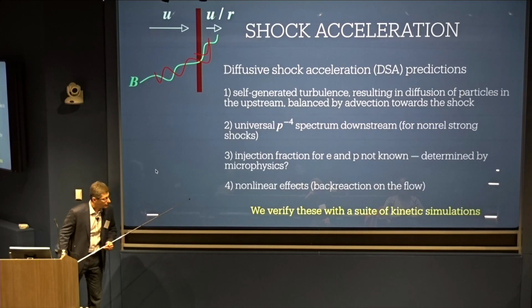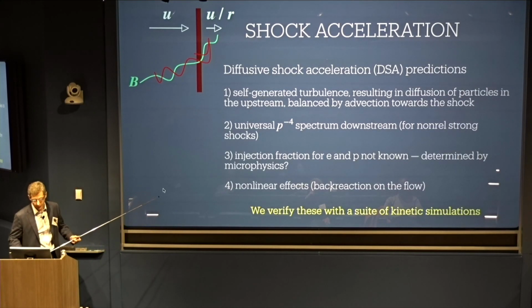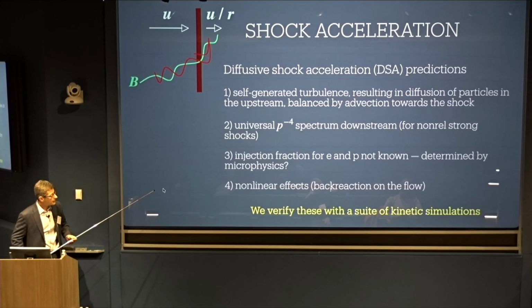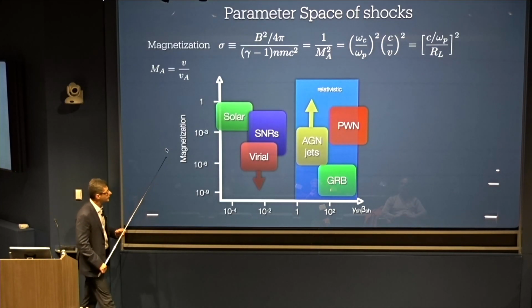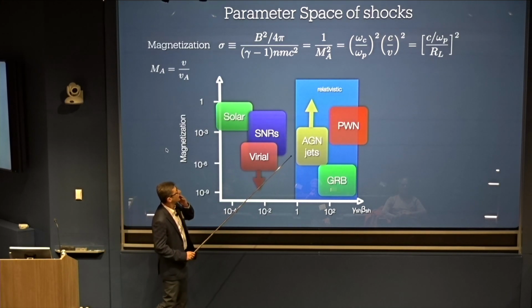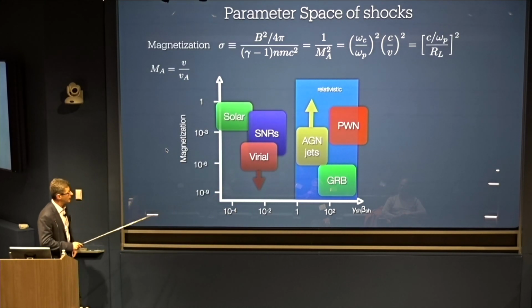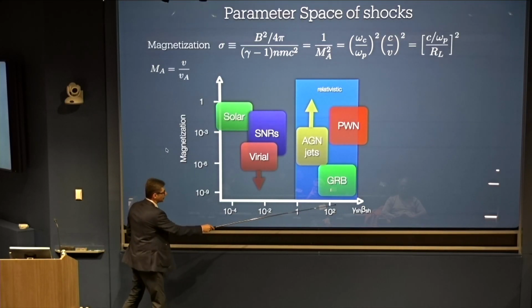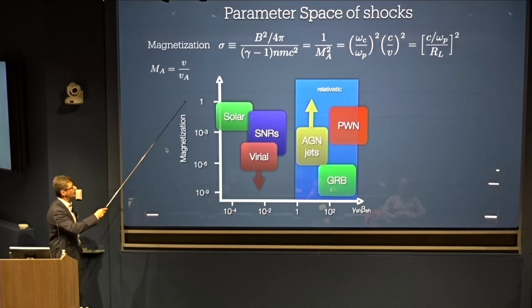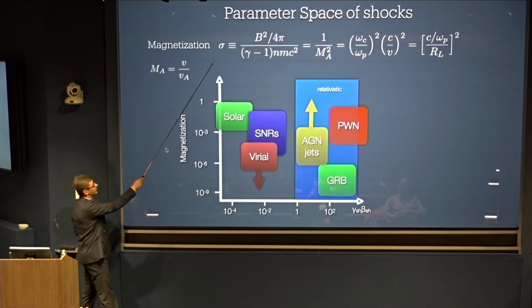So it would be nice if we could see all of these effects. And indeed, we try to verify them with kinetic simulations using both particle-in-cell and hybrid simulations. In hybrid, we only evolve the ions as kinetic particles, with electrons as a fluid. In PIC simulations, we do both electrons and ions as kinetic particles. So what we generally find is this kind of phase space of shocks, where on this axis we plot the 4-velocity of the shock. So these are relativistic shocks, these are non-relativistic shocks. And on this axis we plot something that looks like the magnetization.